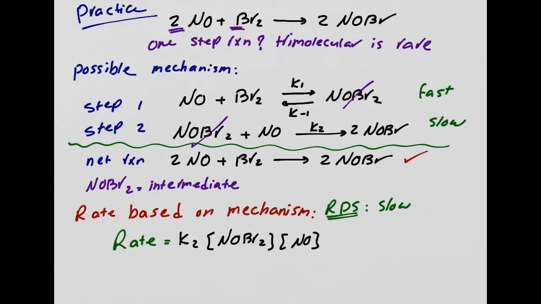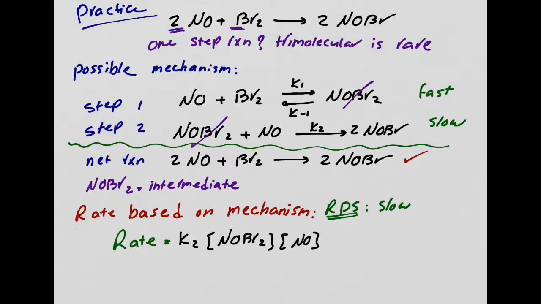And we talked about it. Since this is an elementary step, it's okay to use the coefficient. Again, why is it okay to use the coefficient? Because this is an elementary step, right? In an elementary step, it's okay to use a coefficient. I know I'm repeating myself, but I want to make sure you really understand that.